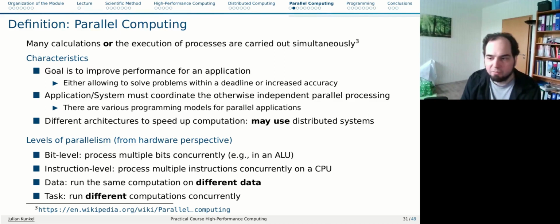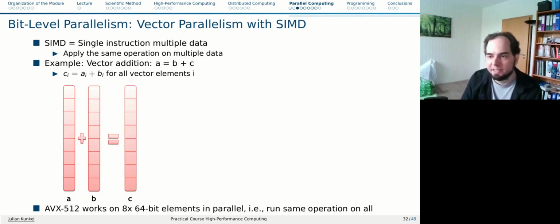You can, for example, work on bit level. That means you process multiple bits at the same time. That happens, for example, in your arithmetic logical unit. You may process multiple instructions in your CPU at the same time. You may work on different data and do the same computation at the same time. And you may run different computations at the same time, which means on the task level, we have some parallelization.